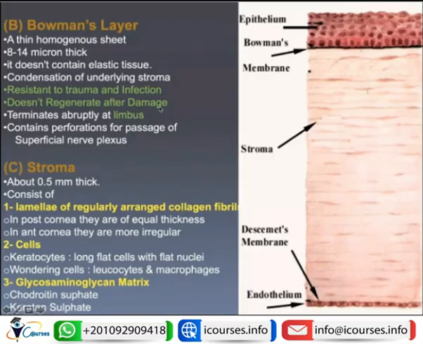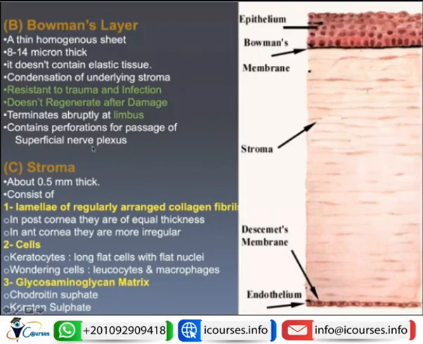So it is resistant to trauma and infection, but it cannot regenerate after damage, and this makes a major difference between it and the Descemet layer. The Descemet layer is also resistant to trauma and infection, but unlike the Bowman's layer, it can regenerate after damage. The Bowman's layer terminates abruptly at the limbus. We will talk about the limbus today and see which structures are continuous from the epithelium to the sclera and which end abruptly. Both Bowman's layer and the Descemet layer terminate abruptly at the limbus and do not continue into the conjunctiva.